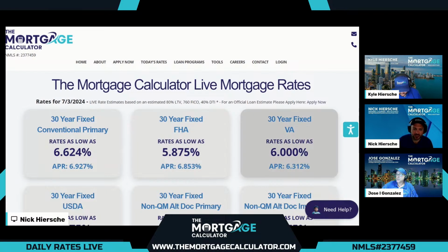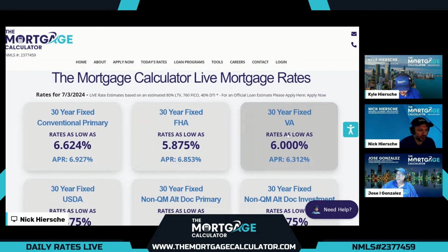And our next option is our VA options for our eligible vets and active service members. Definitely a great option if you are eligible. Rates as low as 6%. Final APR 6.312 today. And again, we hopefully see this go down later this evening. Notice VA is definitely better than FHA and conventional at any given time typically. So any of our eligible vets or active service members definitely should take advantage.